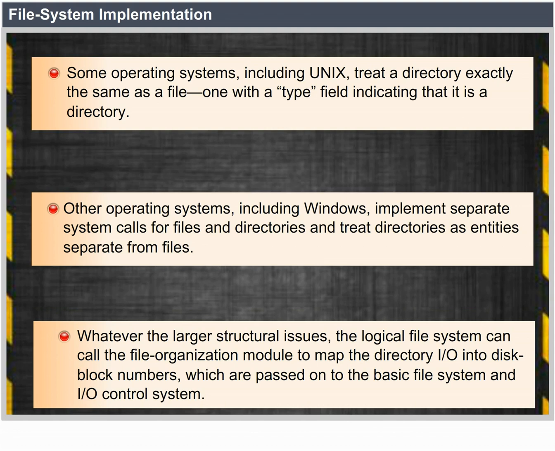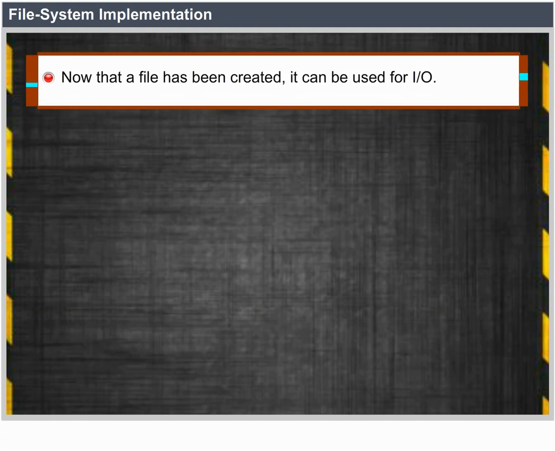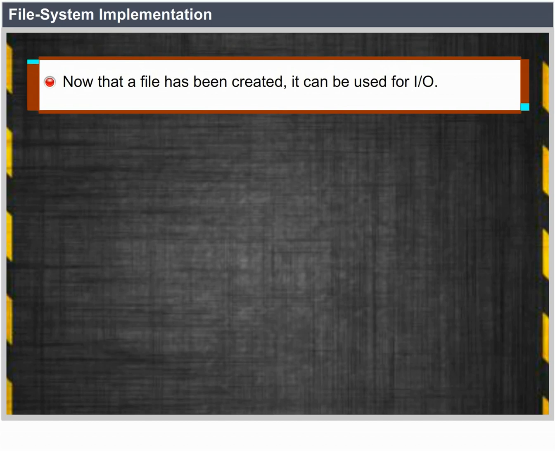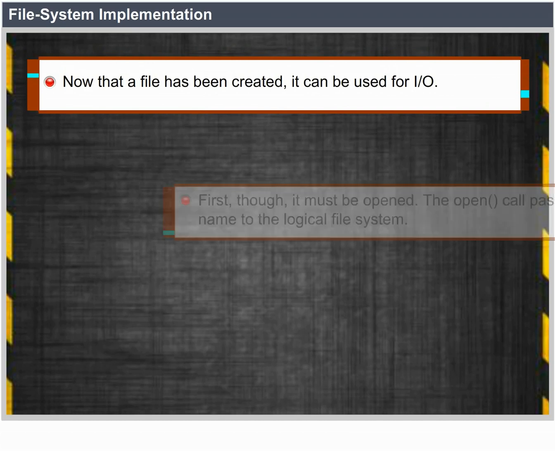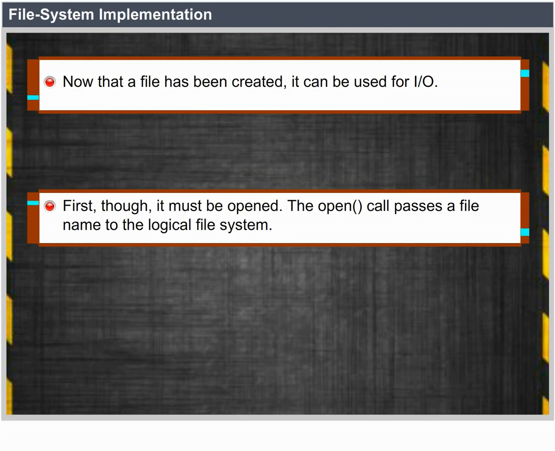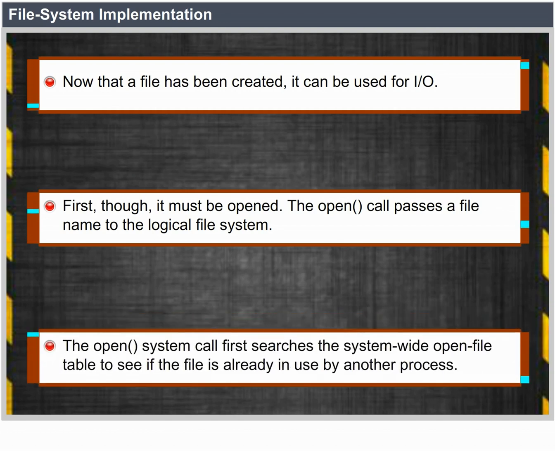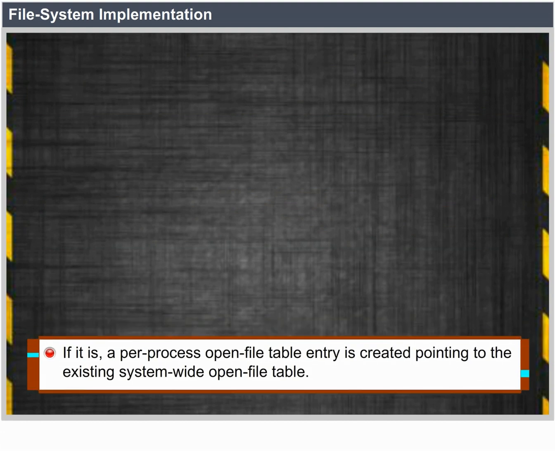Now that a file has been created, it can be used for input-output. First, though, it must be opened. The open function call passes a file name to the logical file system. The open function system call first searches the system-wide open file table to see if the file is already in use by another process. If it is, a per-process open file table entry is created pointing to the existing system-wide open file table. This algorithm can save substantial overhead.